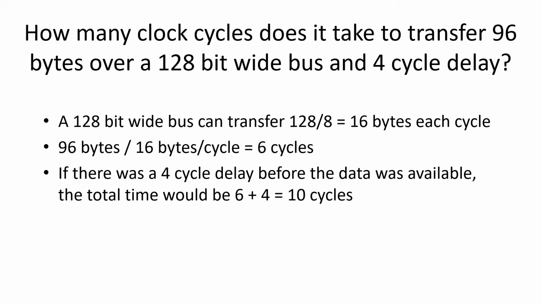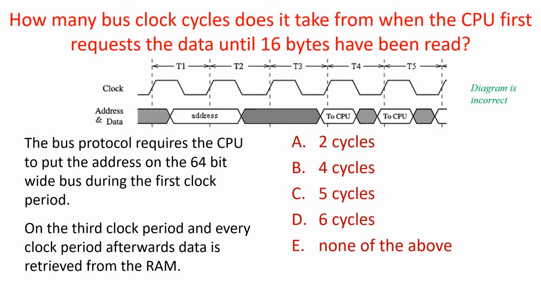Okay, a 128-bit wide bus is 128 divided by 8, or 16 bytes. We can transfer 16 bytes at a time. So if we want to transfer 96 bytes, you can do it 16 bytes at a time. Just divide and you get 6 cycles. Now we have a 4-cycle wait time, so we add the 4 cycles for a total of 10 cycles. Try it yourself. Pause the video.